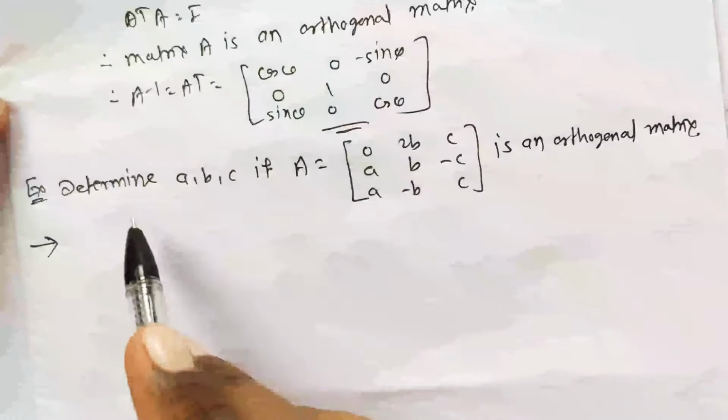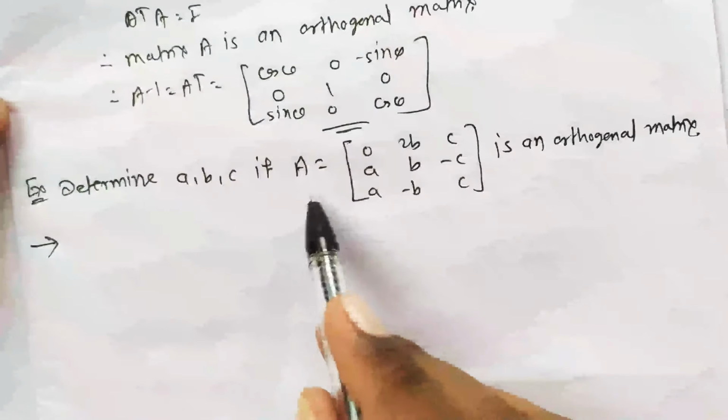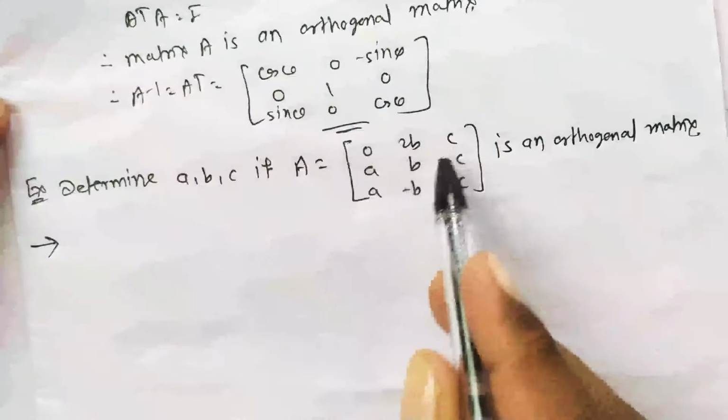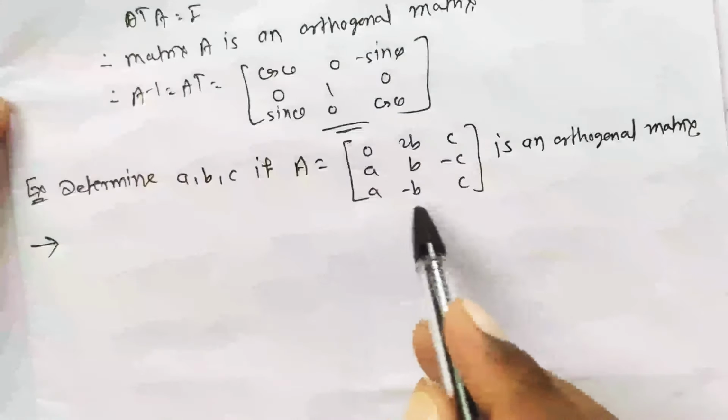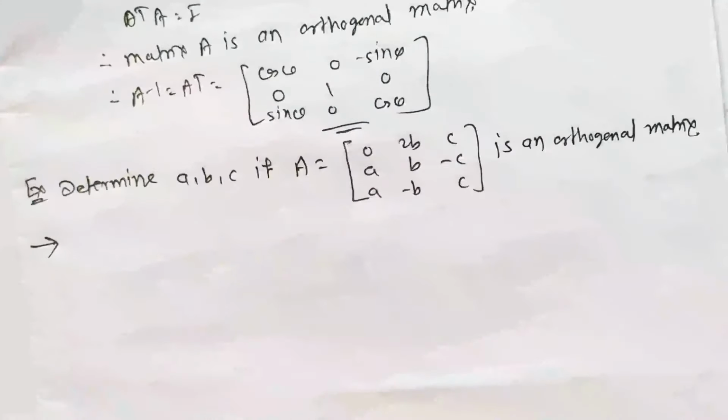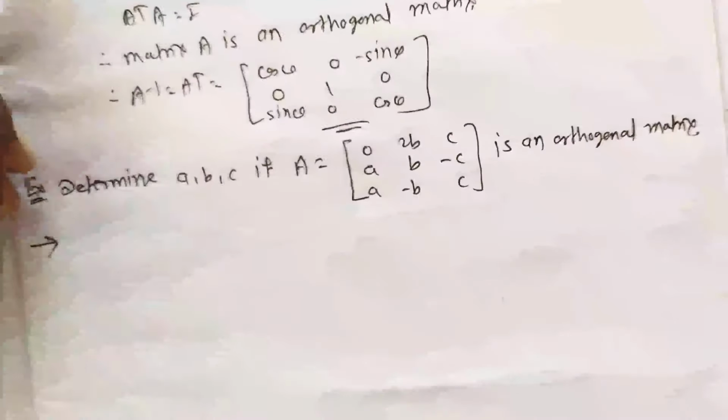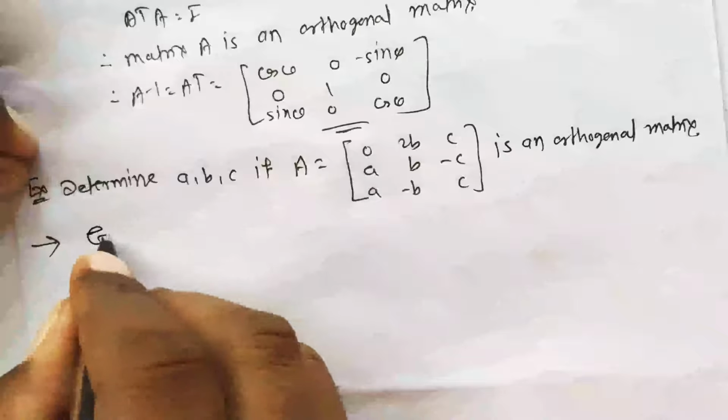So the next problem is, determine a, b, c if matrix A is equal to 0 2b c, a b minus c, a minus b c is an orthogonal matrix. Given that matrix A is orthogonal, using this we have to find the values of a, b, c.